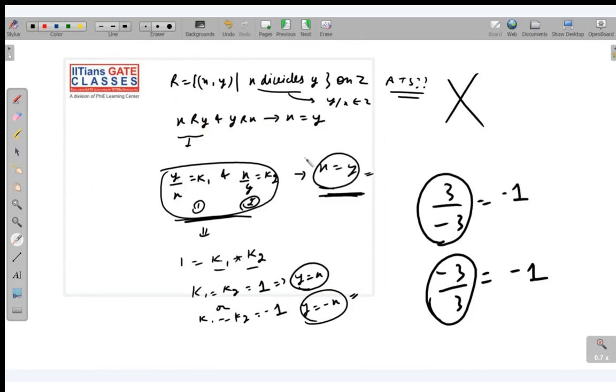I have simply applied the definition of antisymmetric. X is related to y, y is related to x, so the conclusion should be x is equal to y. No doubt we have got this conclusion, but another conclusion we have also drawn. The moment we draw another conclusion, that y is equal to minus x, I will say okay, 3 and minus 3, and we conclude that x divides y on Z is not antisymmetric.